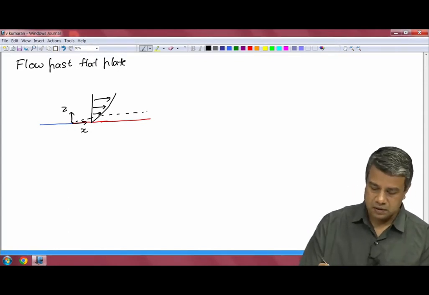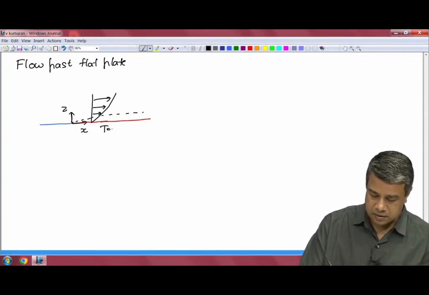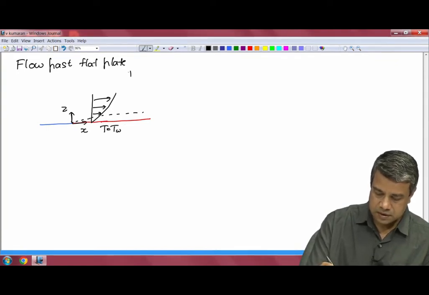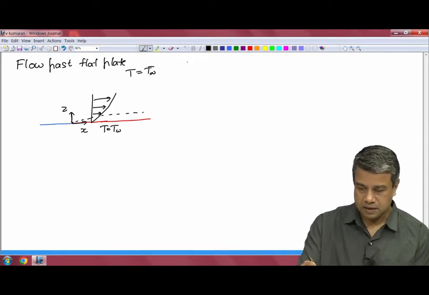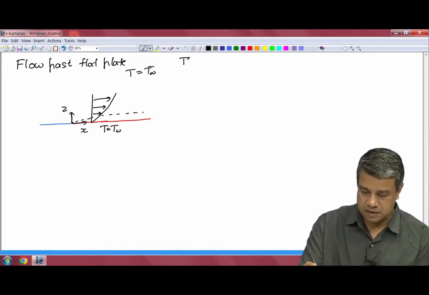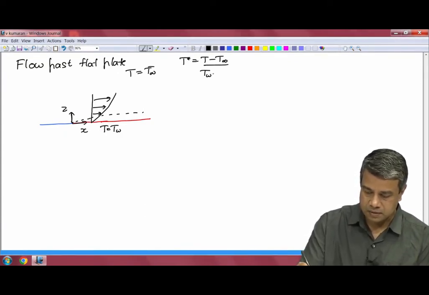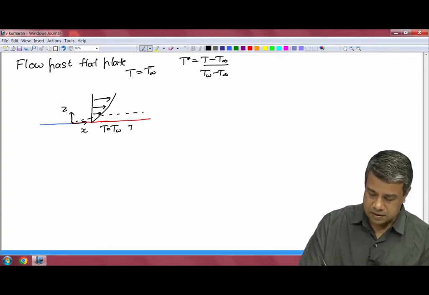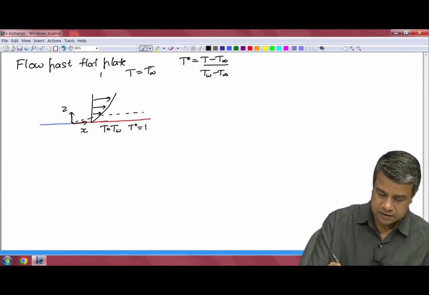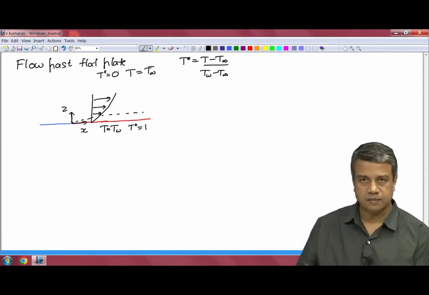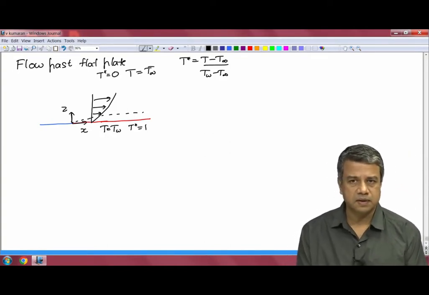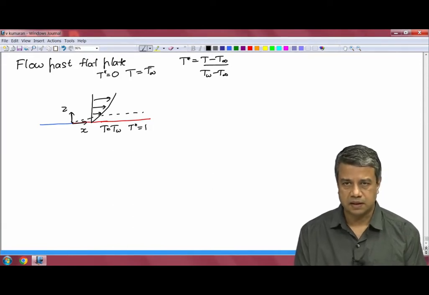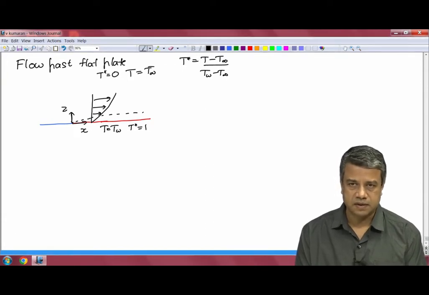Recall that we had taken the wall temperature as Tw, the temperature in the fluid far from the wall as T infinity, and we had expressed a scale temperature T star equal to T minus T infinity by Tw minus T infinity, in which case T star is equal to 1 at the surface and T star is equal to 0 far from the surface. And this will be a common procedure. We will define a scale temperature so that T star is equal to 1 at the surface and T star is equal to 0 far from the surface.